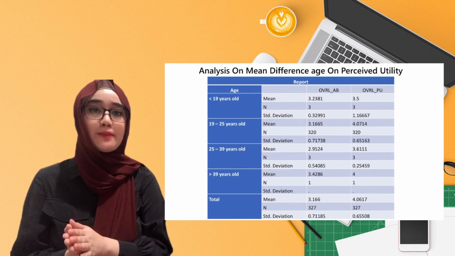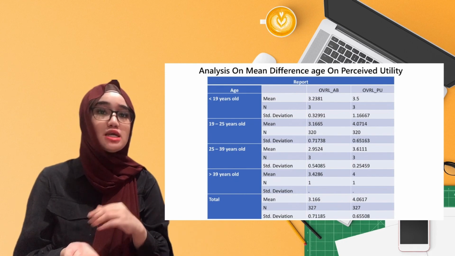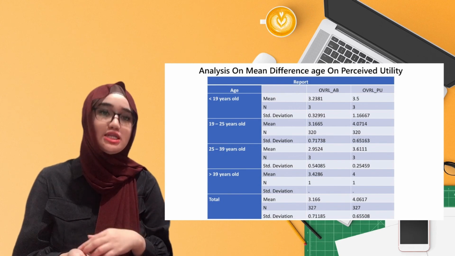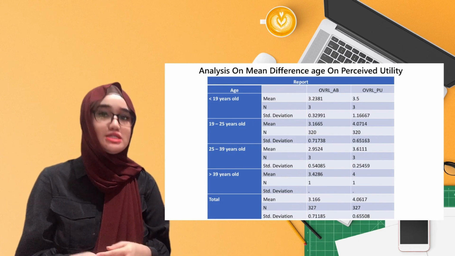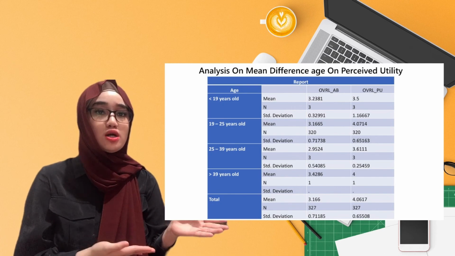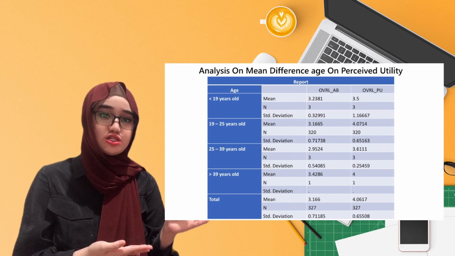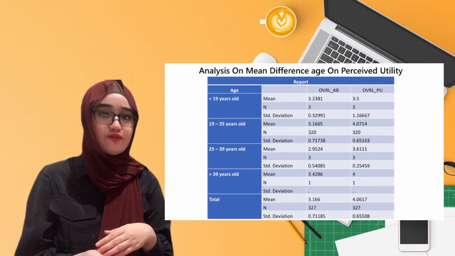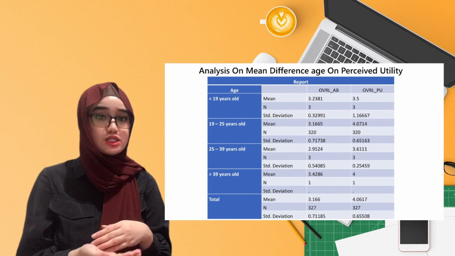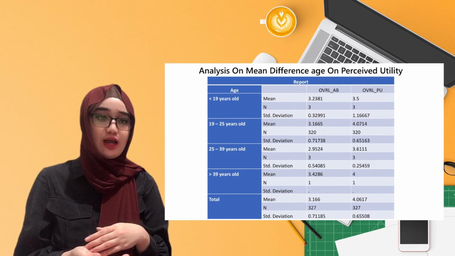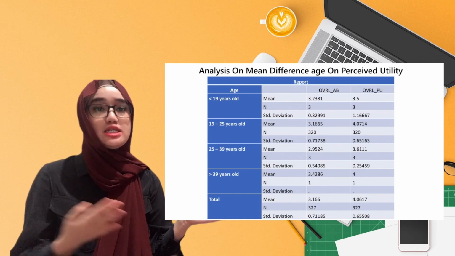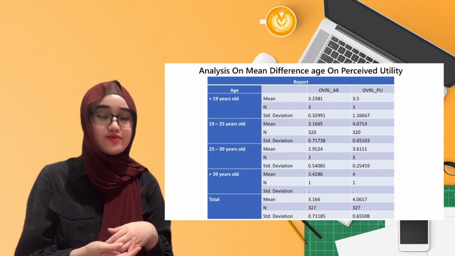For the total mean or overall actual behavior is 3.1166, and for the overall perceived utility is 4.0617, and the total sample N, which is the same for actual behavior and perceived utility, is 302.27, and the total standard deviation for the overall actual behavior is 0.71185, and for the overall PU perceived utility is 0.65508.